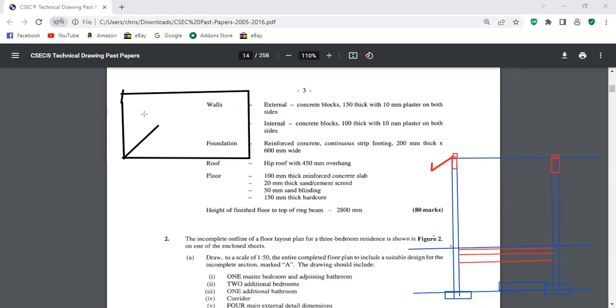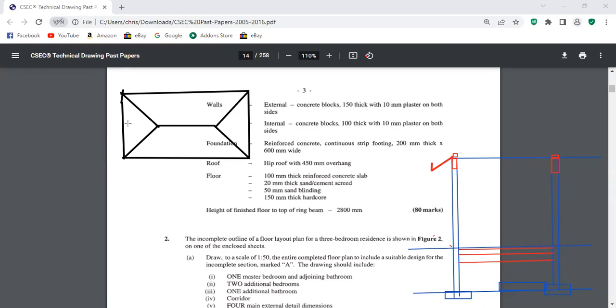The shape. What about the shape that distinguishes it? In a hip roof, all the sides are pitched at an angle. Yeah, all the sides are pitched at an angle.